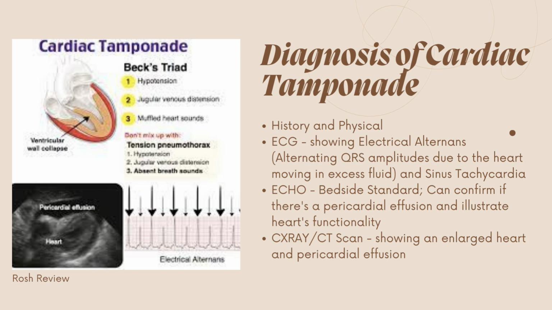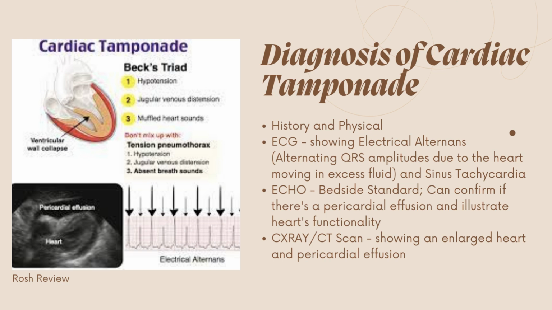The EKG is performed on this patient and it shows electrical alternans. Electrical alternans is a condition in which the QRS amplitude in each beat of the heart is alternating. This is due to the heart moving in a space with excess fluid. A lot of times, the EKG will also show sinus tachycardia.